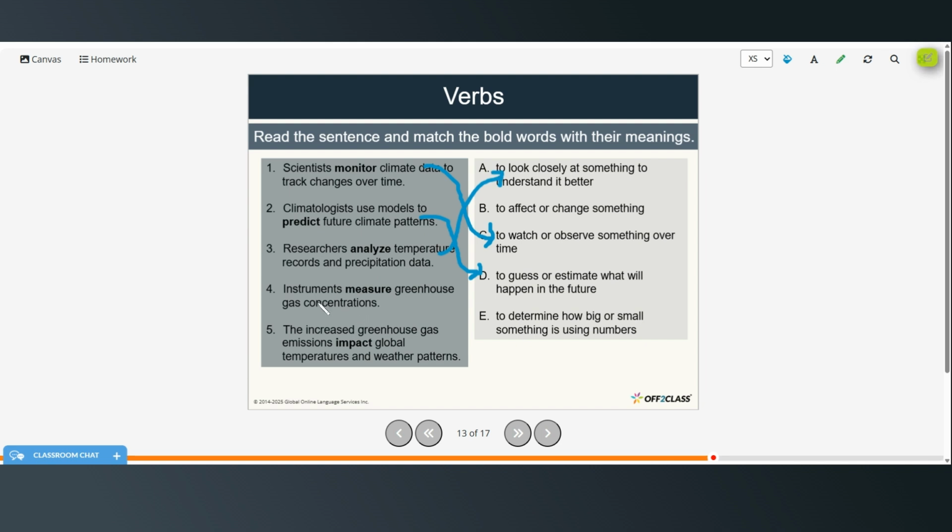Instruments measure greenhouse gas concentrations. That's E, determine how big or small something is using numbers. And the increased greenhouse gas emissions impact global temperatures and weather patterns. That is to change or affect something.